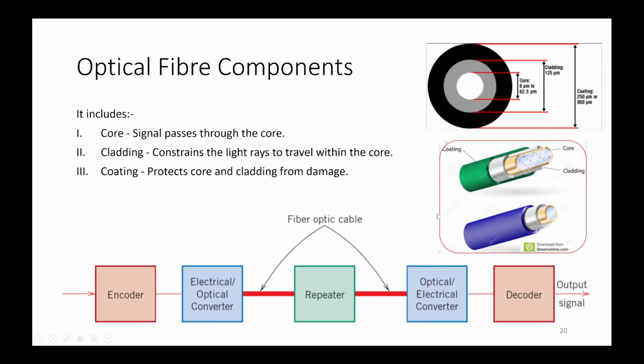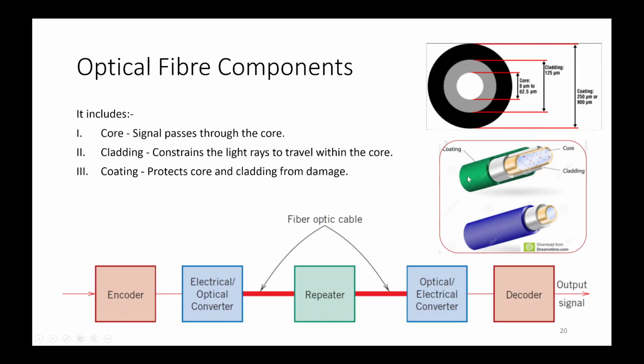Now, as I told, this whole process is shown here easily. Firstly, your conversation is encoded, then it is converted by an electrical to optical converter. Then this is the fiber optic cable, through which the optical signal is sent. Repeaters are in between, so it will come here. Then we convert this optical signal into a readable signal, then decode it, and this will be your output signal.